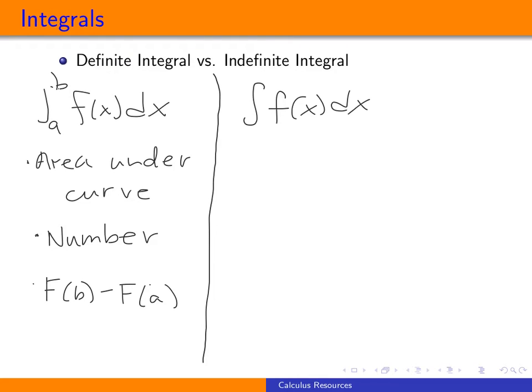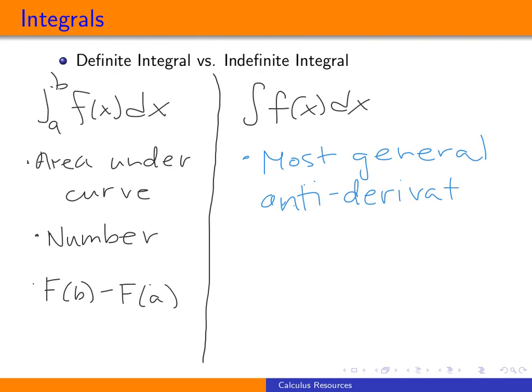For the indefinite integral, where we no longer have limits of integration, it's no longer the area under the curve, but it's representing the most general antiderivative. And because the fundamental theorem of calculus gives us this nice relationship between integrals and antiderivatives, that's why we use this notation to represent it. So it's the most general antiderivative.